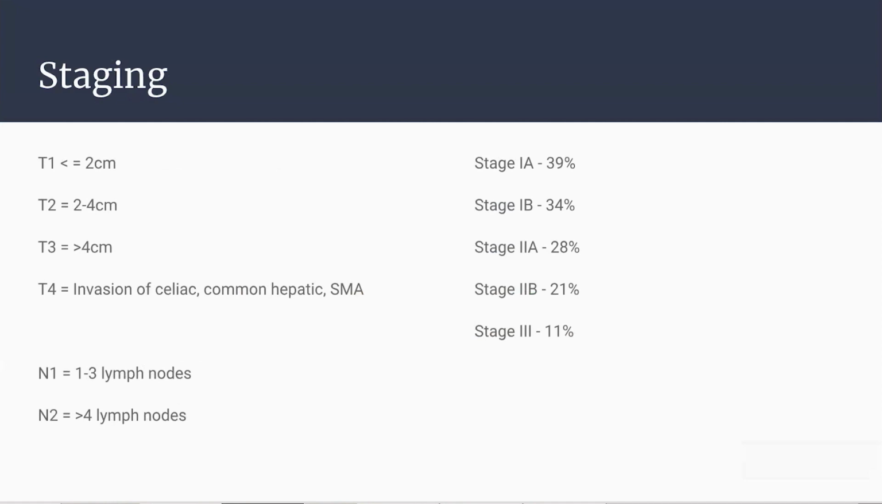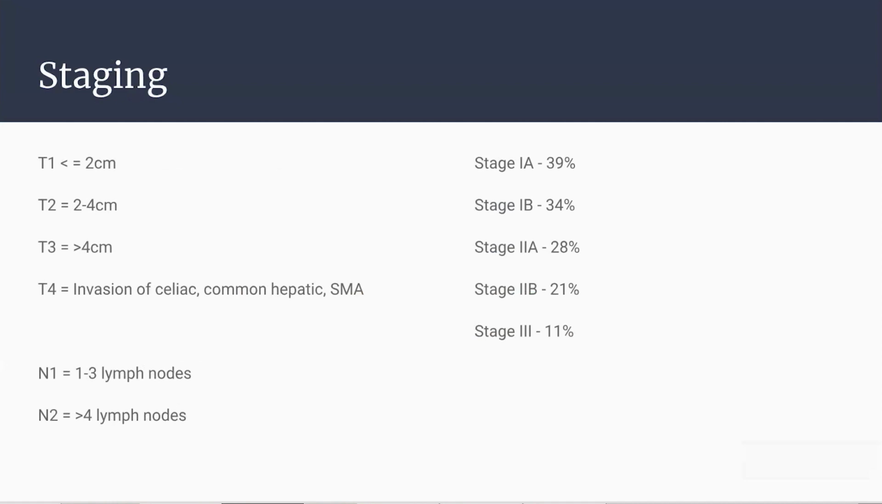All T1 tumors are stage 1A. All T2 tumors are stage 1B. All T3 tumors are stage 2A. If lymph nodes are positive, then it is at least stage 2B. If it is N2 disease and T4 disease, those are stage 3. Stage 4 is any metastatic disease.